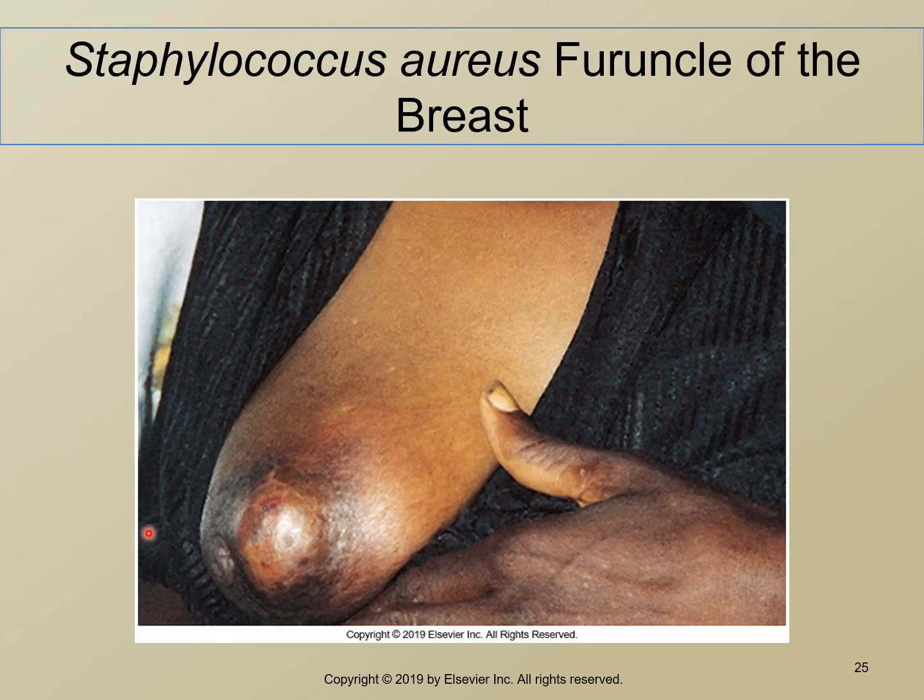So here's an example of folliculitis that progressed to a furuncle. A hair follicle on the breast probably began as folliculitis, and then it progressed to this furuncle, the larger, deeper inflammatory nodule.